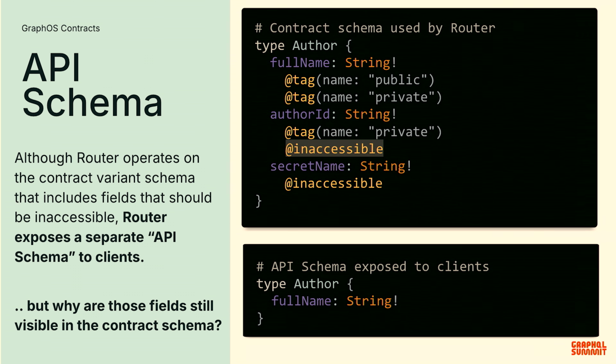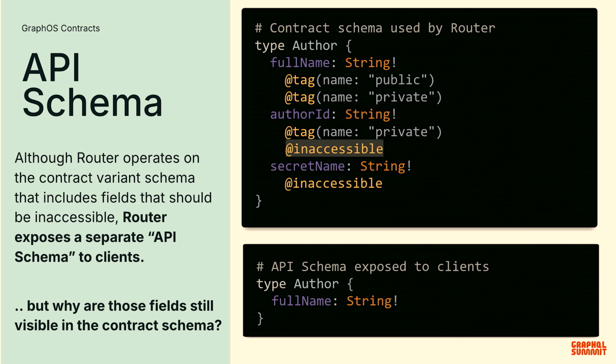And this is because under the hood, Router actually keeps those definitions and filters them out by applying @inaccessible directives to the fields that do not have those public tags. And what happens is that Router will use that inaccessible directive to exclude it from being shown to clients. So in this case, clients will only see the full name field. They won't see secret name or author ID because it has @inaccessible in it.